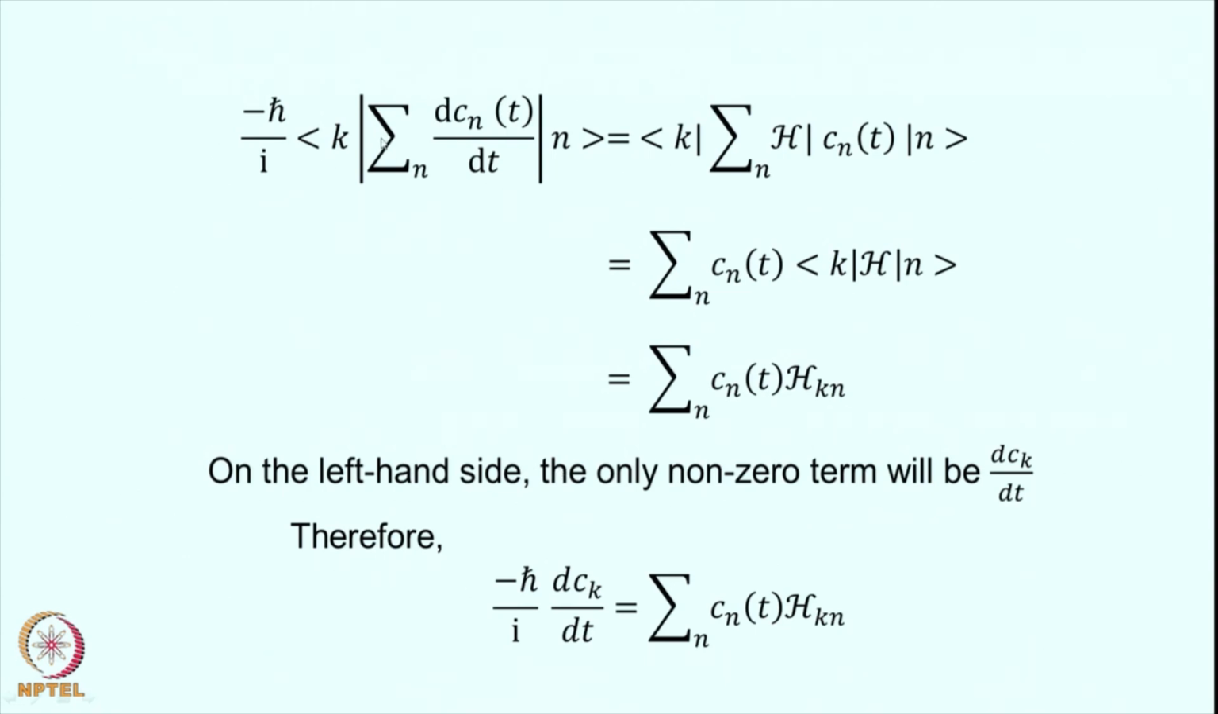Now, on the left hand side, notice that there will be only one non-zero element. This summation goes over all n, but n and k are orthonormal. Therefore, this will survive only when k is equal to n. So there will be only one element here, dCk by dt, and my summation will disappear: minus h cross by i dCk by dt is equal to Cn(t) Hkn.